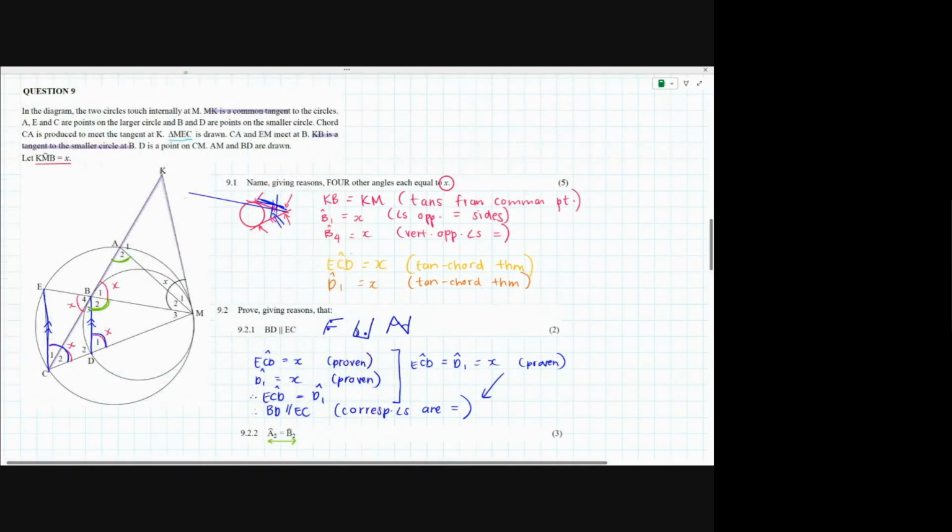At the start of my question, it said A, E, and C are points on the larger circle, and the two circles touch internally at M. So what that means to me is that in the big circle, M, A, E, and C are all on the circumference. And this is what I was saying earlier.